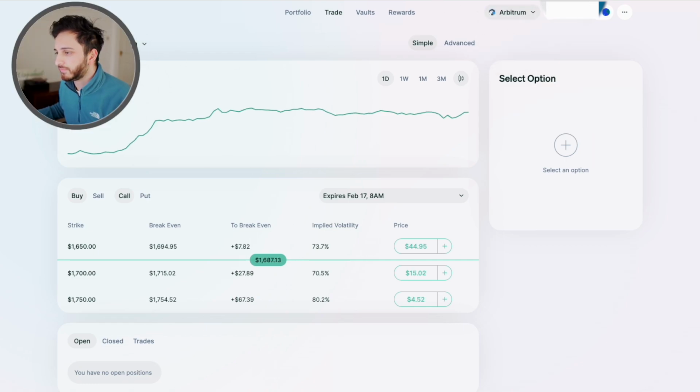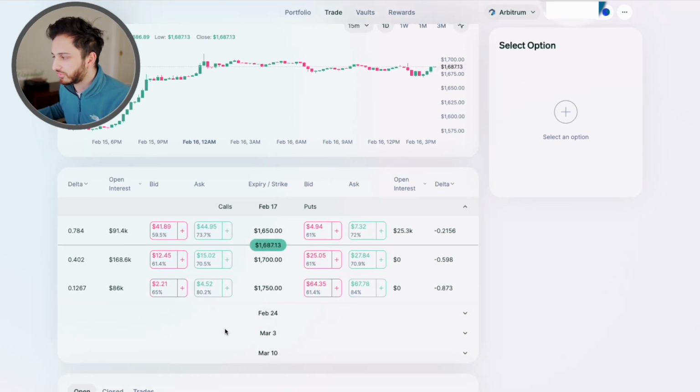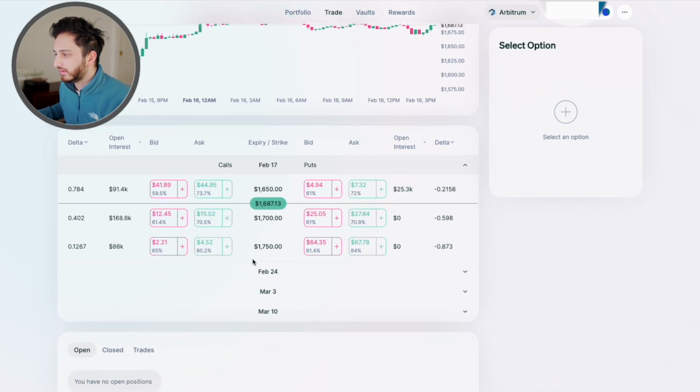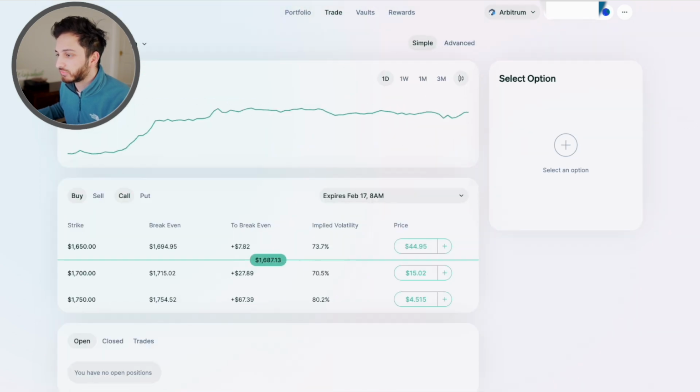Now it's pretty simple. We'll go to Arbitrum and we'll have the simple interface. If you want, you can have the advanced interface as well, which is more like your traditional option market, where you can see your bids and your asks. It's pretty easy to see, but for today's purpose we'll just stick with the simple option. There's four options. You can buy a call option, buy a put option, sell a call option and sell a put option.